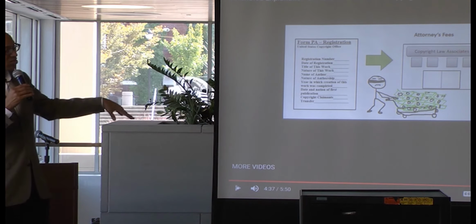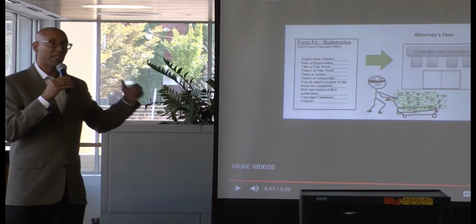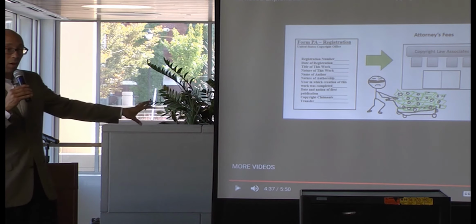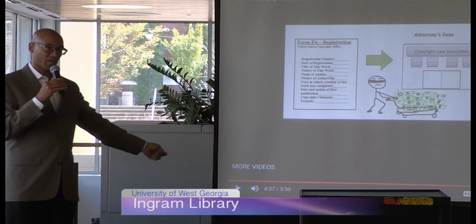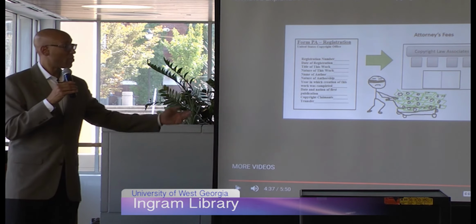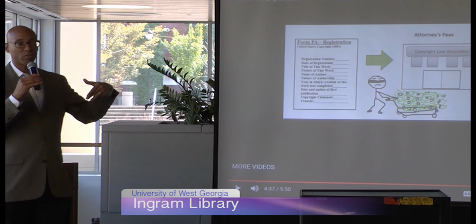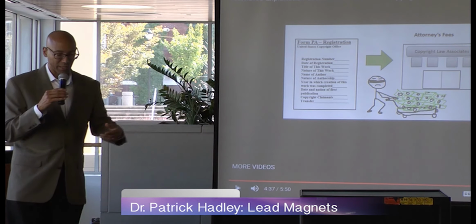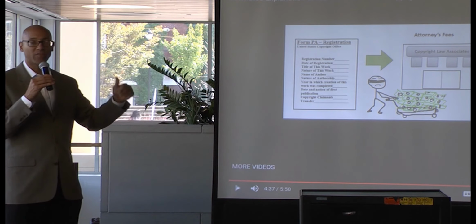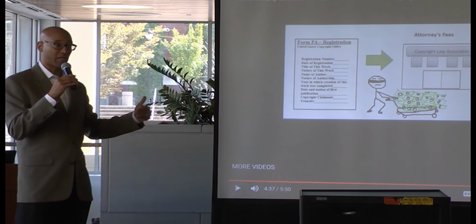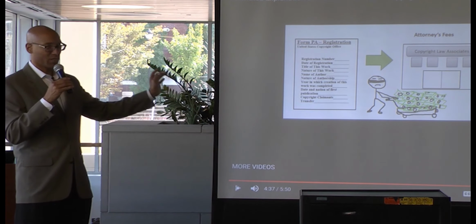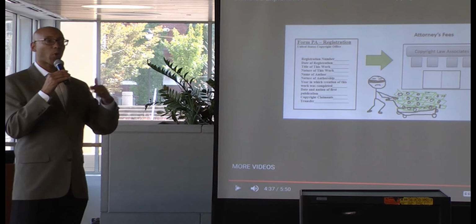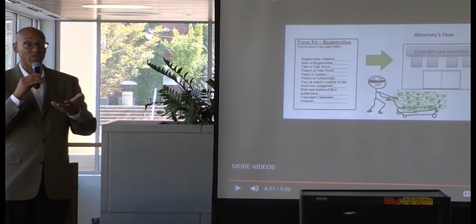I'll put it on the blog, and I'll have lead magnet or opt-in forms available. If people enter their contact information on the blog, then they will download certain valuable information. For this one, I have a lead magnet that is a list of the steps you have to go through to get registration at the U.S. Copyright Office.